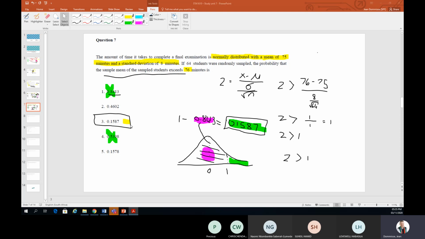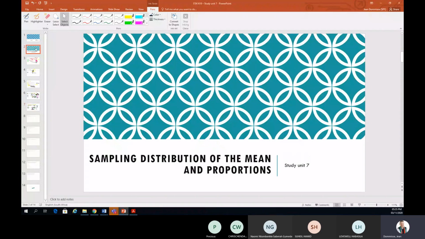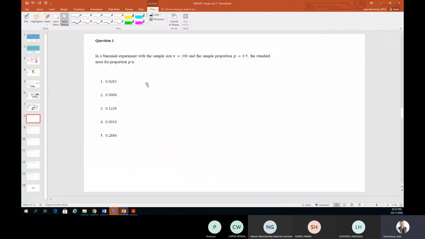Okay, so that basically covers the questions on when we're talking about the mean distribution. Now we will look at the next one, which is the proportions. So let's look at the proportion, and I can't always remember the formulas for this, so let me just write the proportion formula down. Again, we're looking at the Z value.